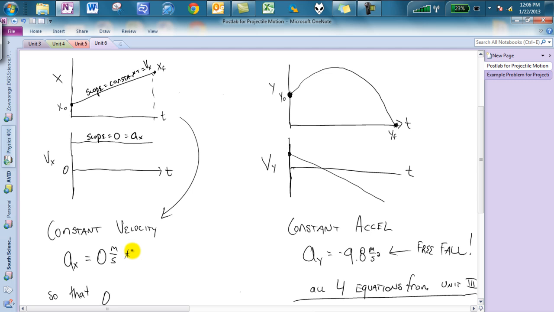In the y direction, however, you notice first off that this is a curved line, and number two, the slope for this graph was actually equal to negative 9.8. And we realized that negative 9.8 is referring to free fall.